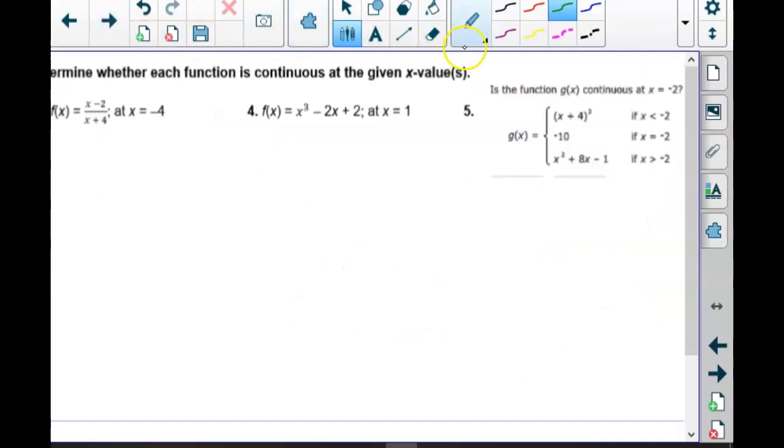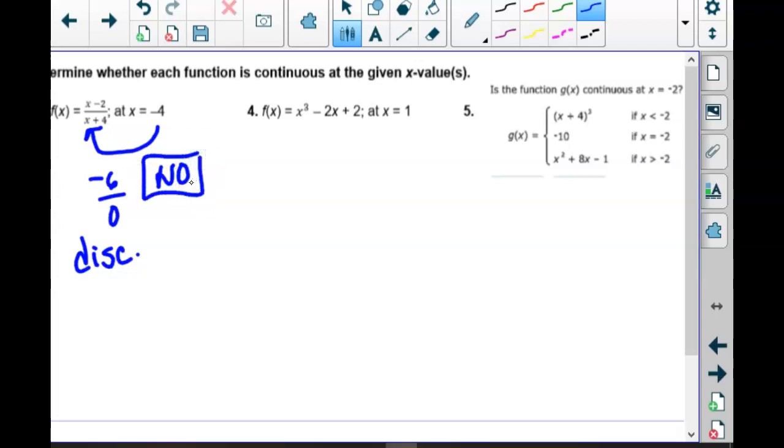Oh no, we got to do discontinuity one more time to wrap our brain back around that. What happens at -4? Is this going to work at -4? No, it's not a part of the domain, because if you put a -4 in, you'd get like -6 over 0. So this is discontinuous.